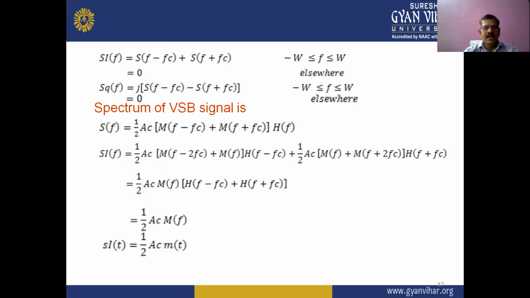So the spectrum of the VSB signal is S(f) equal to 1 by 2 Ac into M(f minus fc) plus M(f plus fc) into H(f), or S(f) equal to 1 upon 2 Ac into M(f minus fc) into H(f) plus 1 upon 2 Ac into M(f plus fc) into H(f), and also S(f) will be equal to 1 upon 2 Ac M(f) into H(f minus fc) plus H(f plus fc).